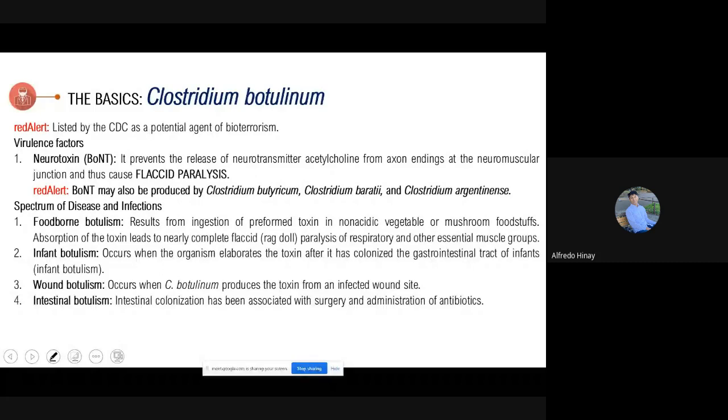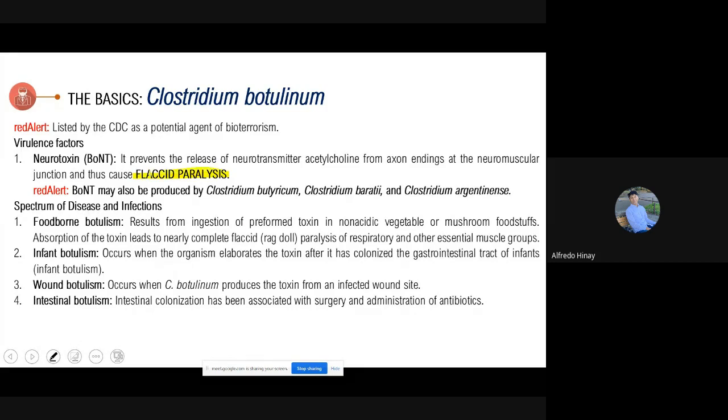For your Clostridium botulinum class, take note of this one. This is listed by the CDC as a potential agent of bioterrorism, and that includes Bacillus anthracis. For the virulence factor, why is it a virulence factor? Because Clostridium botulinum will produce the neurotoxin BoNT. It prevents the release of the neurotransmitter and then causes flaccid paralysis.